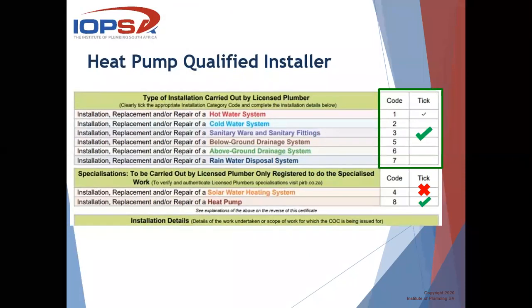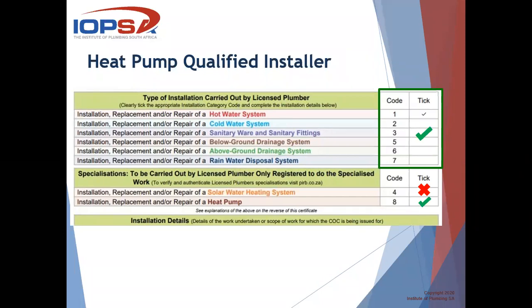We look at the COC for a heat pump system. Once again, you can do the normal licensed plumber work, because you have to be a licensed plumber to be able to move on to the specialization. So the normal plumbing functions, or the normal hot water, cold water, sanitary ware, and all of those. And then for heat pumps specifically, code 8 needs to be indicated.